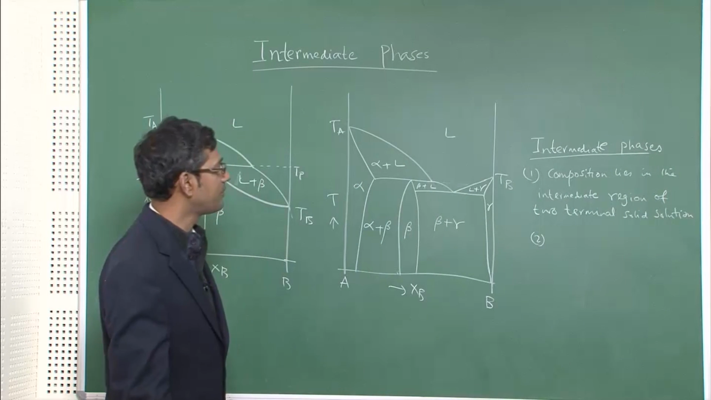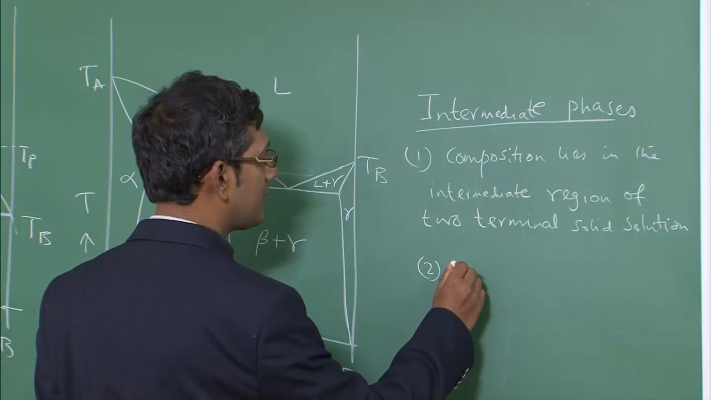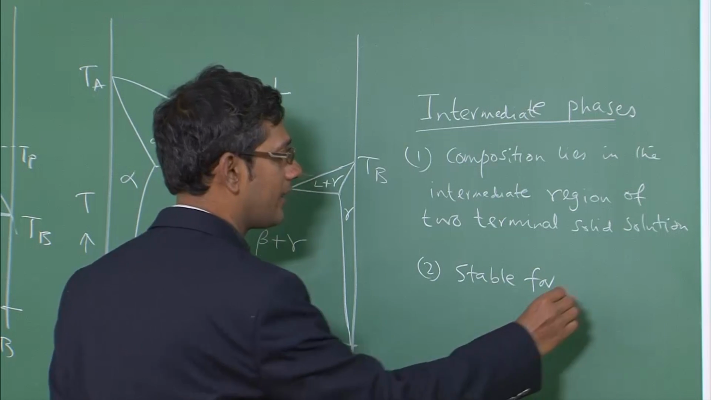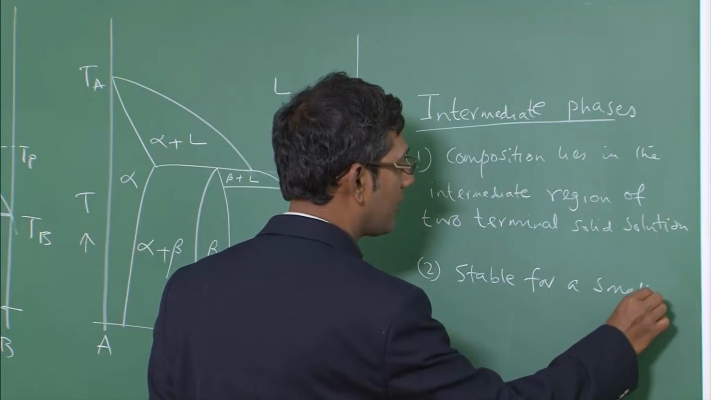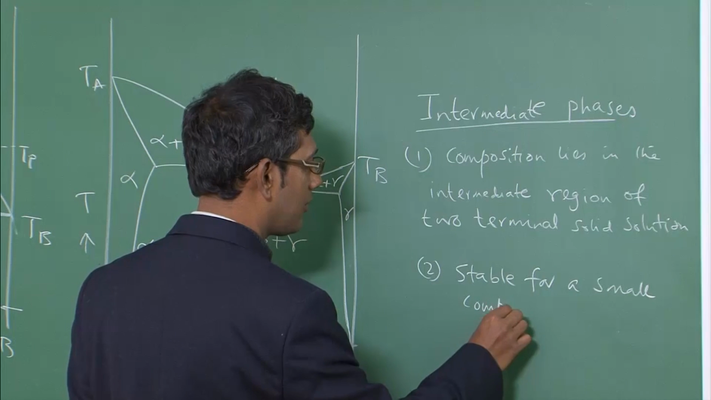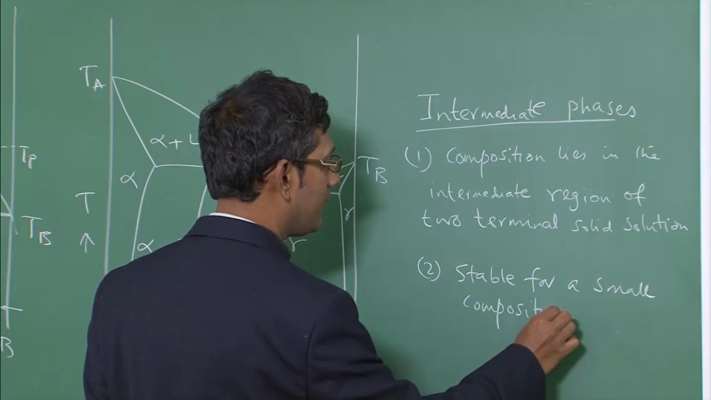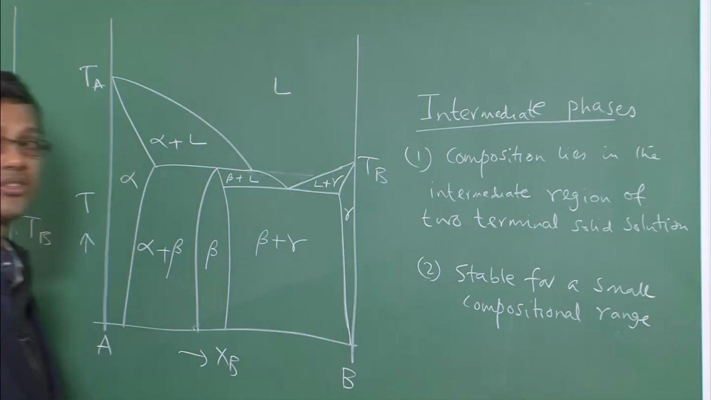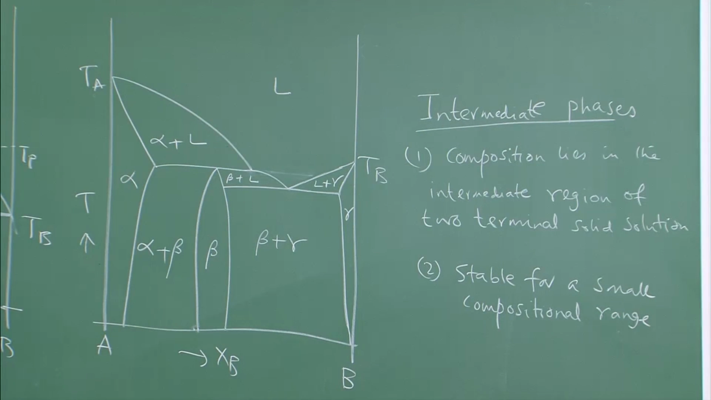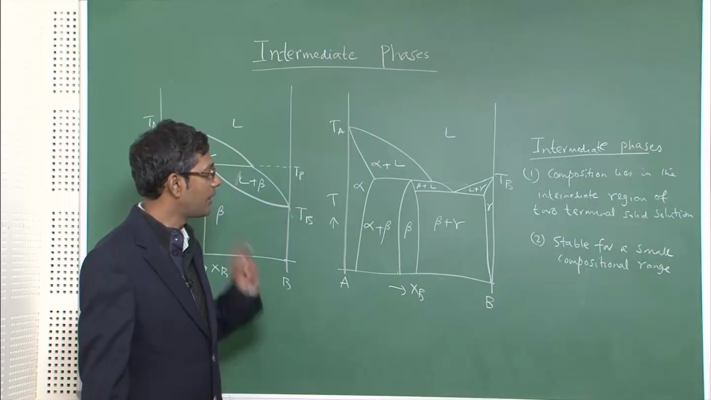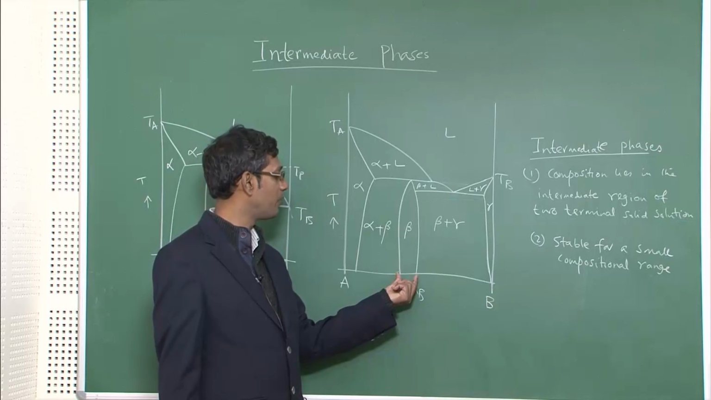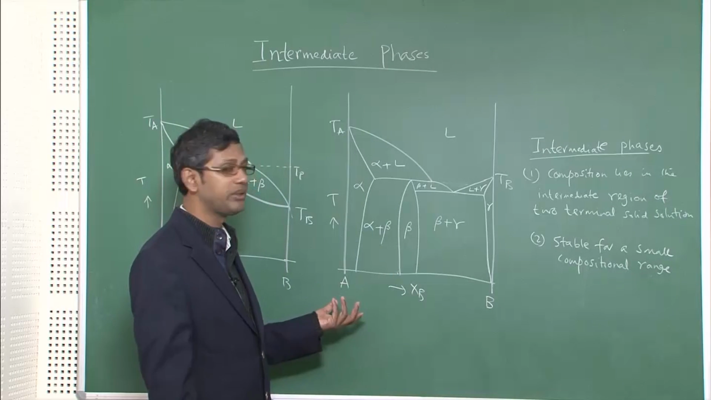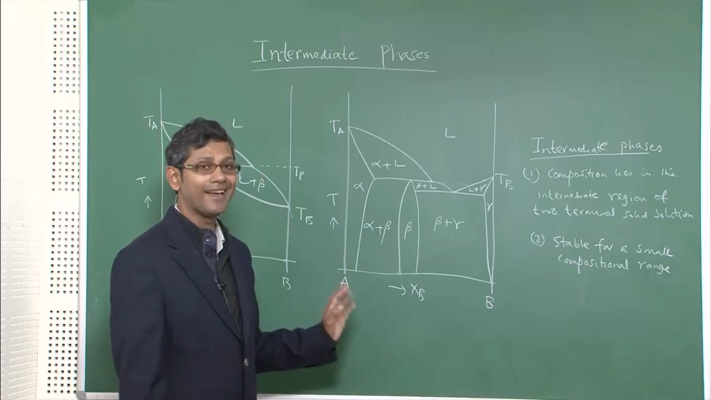The second condition to be satisfied is that this phase is stable for a small compositional range. What I mean to say is, this is not exactly a compound. If it is a compound, then it will have a fixed composition, but it is not. It has a range of composition in which it is stable. It may be 2%, it may be 1%, it may be 3%, does not matter, but it has a range.